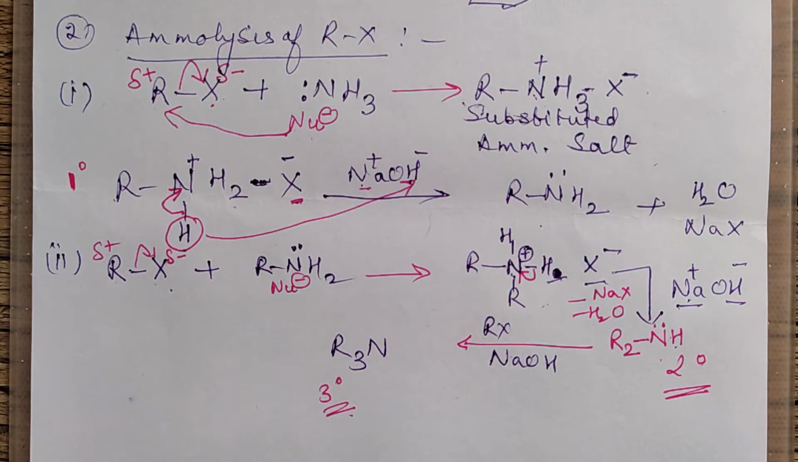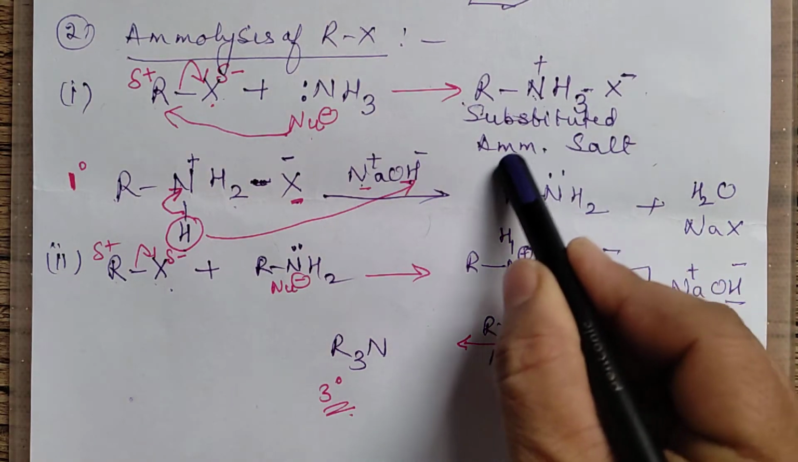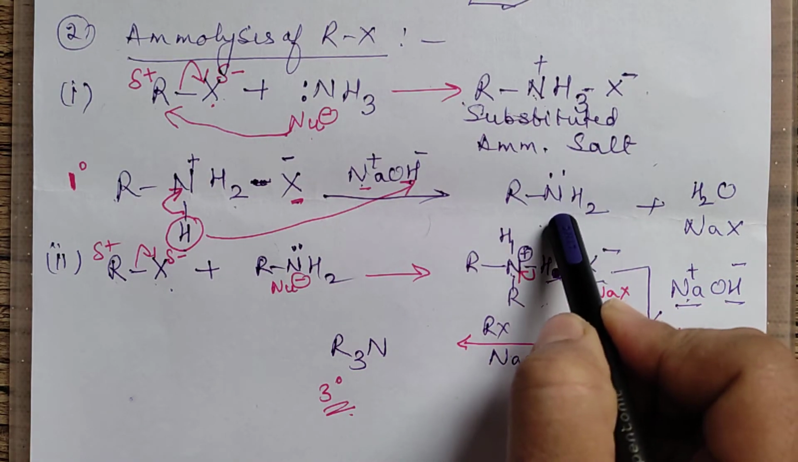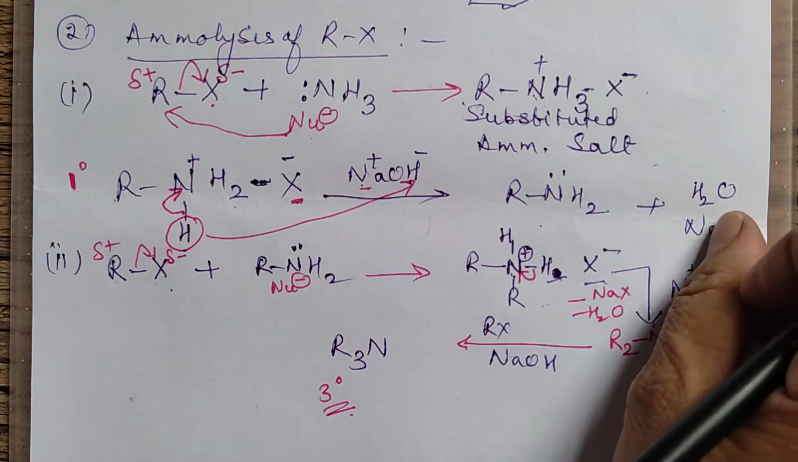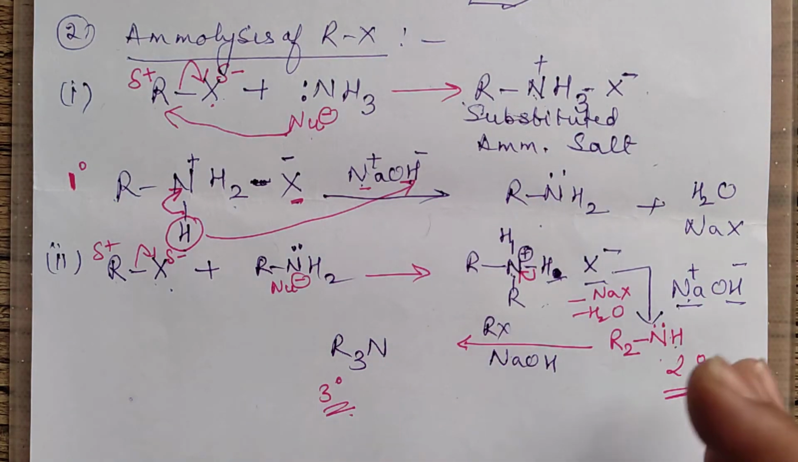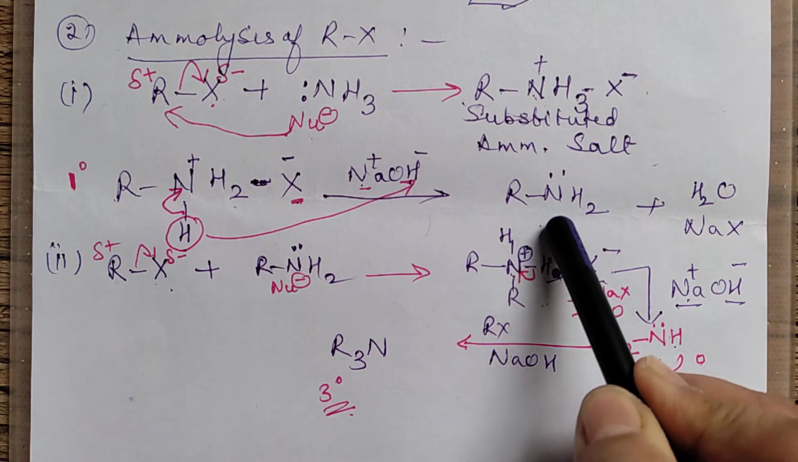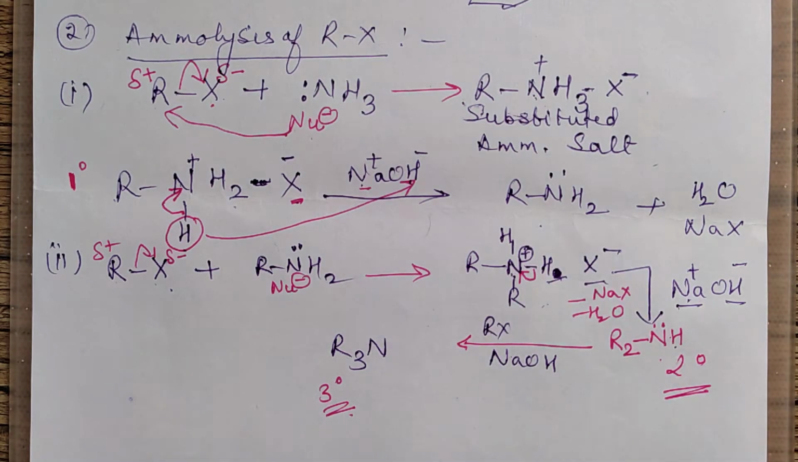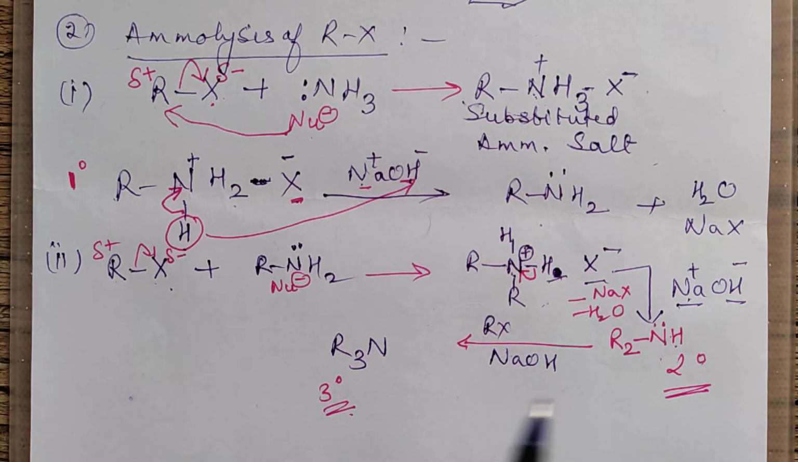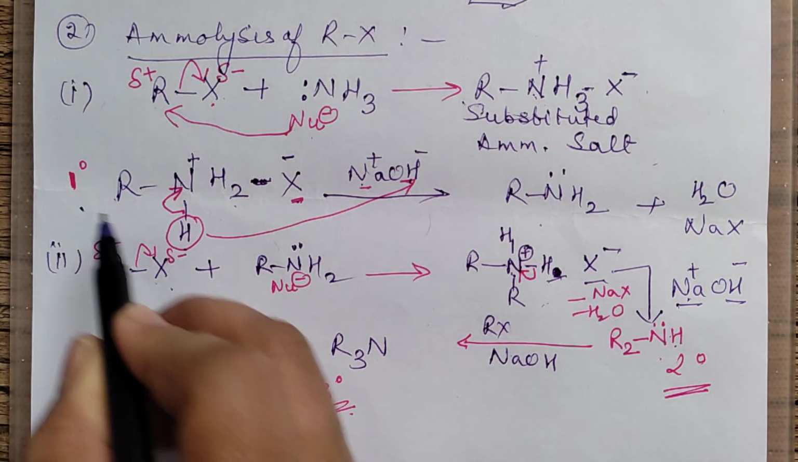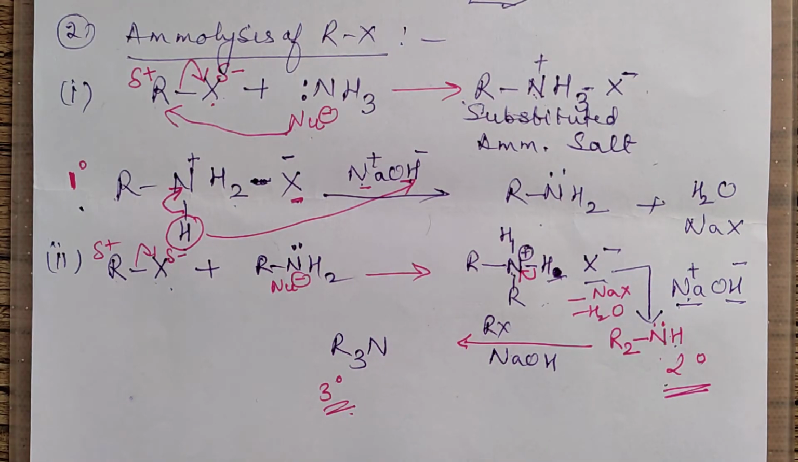That means in this particular reaction, you are getting a mixture of 1 degree, 2 degree and 3 degree amines. So if you separate this out, I mean whatever product you obtain here, if you remove it off, then fine. If you don't remove it, then what will happen? It will go on continuing this reaction. So this is not a preferred reaction. You get a mixture of 1 degree, 2 degree and 3 degree amines.